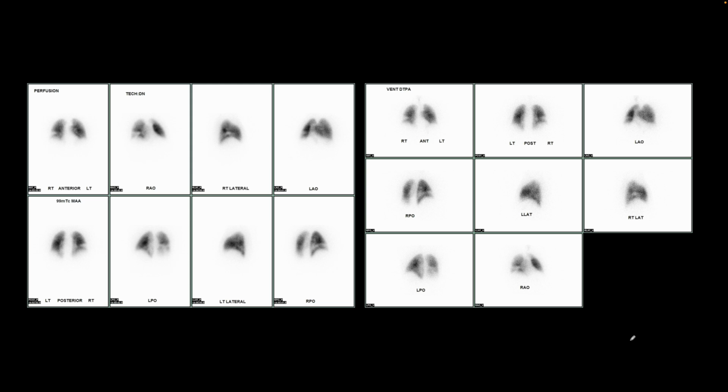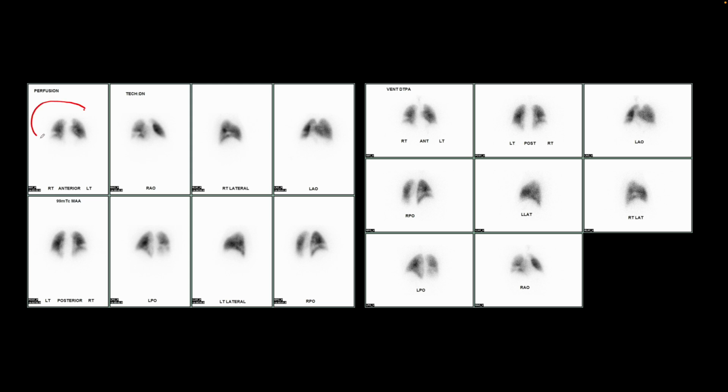Similarly, when we started doing VQ scans in that fashion where we only would do perfusion, if the perfusion scan is normal, ventilation is not needed. And so some centers moved to that protocol where perfusion is performed first, and if the perfusion is negative, ventilation using technetium-99m DTPA is not needed. So this is an example of that, where perfusion images were acquired first.